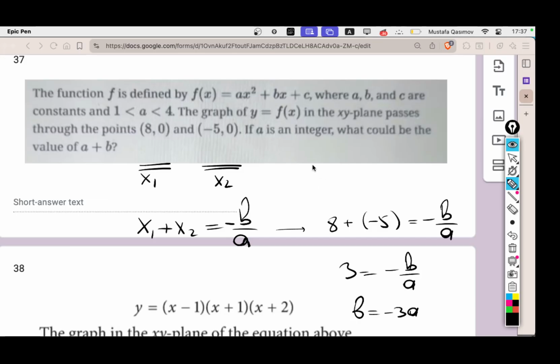A plus b will be a plus negative 3a, negative 2a. Then if a is between 1 and 4, a can be 2 and 3. If a is equal to 2, it means that it is negative 4. If a is equal to 3, it is negative 6. So it is your answer. Is it clear? Yes. Okay.